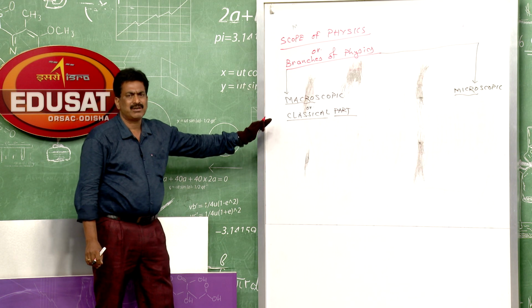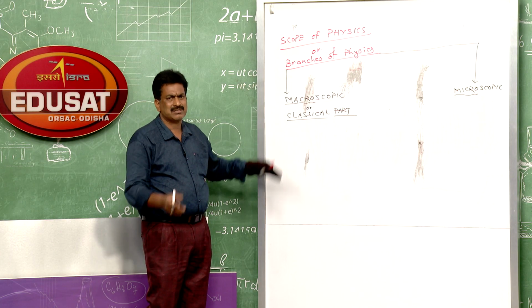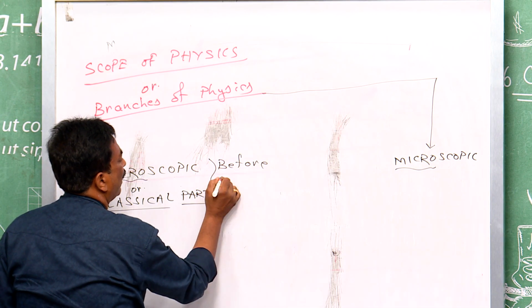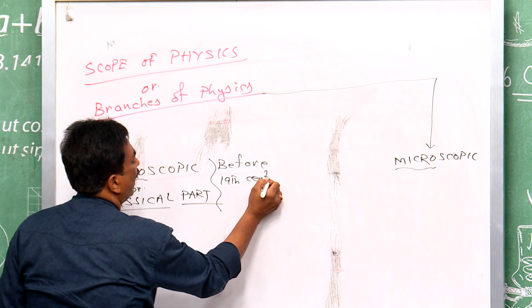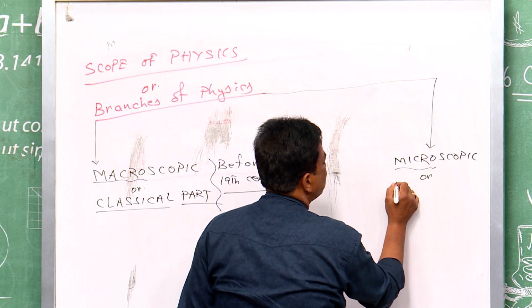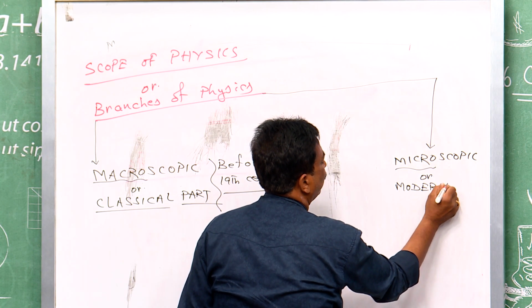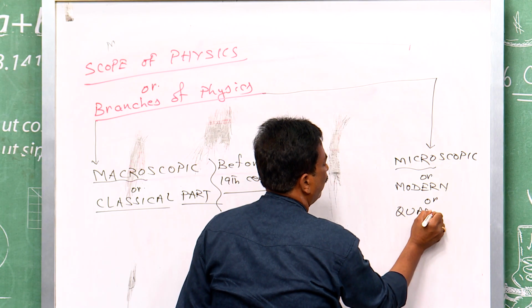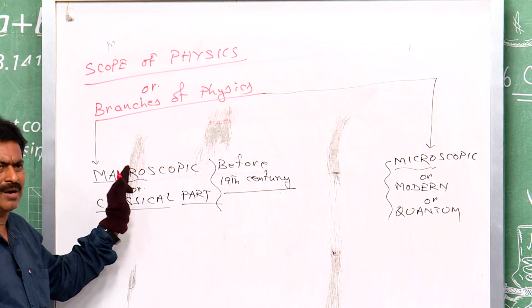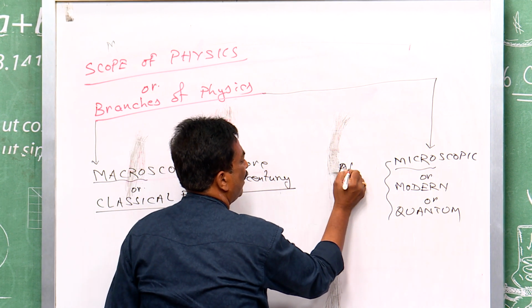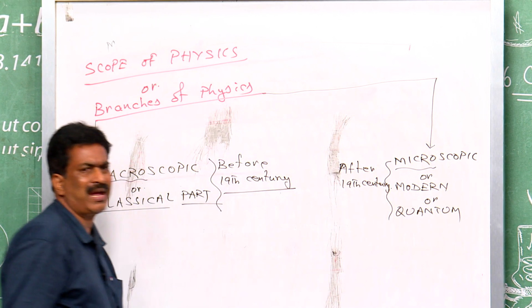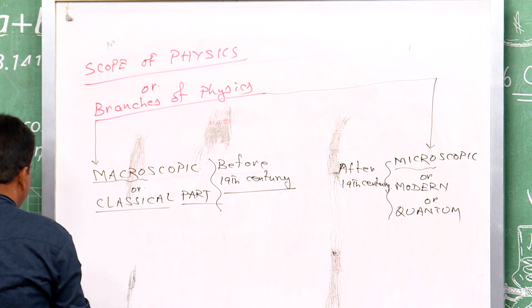The classical part does not mean like classical songs. Classical songs means old songs, and these were developed before the 19th century. Therefore, they are the classical one, meaning the old one. But this is the micro, whose other name is modern or quantum, and they deal with the smaller parts of objects, and they were developed after the 19th century.